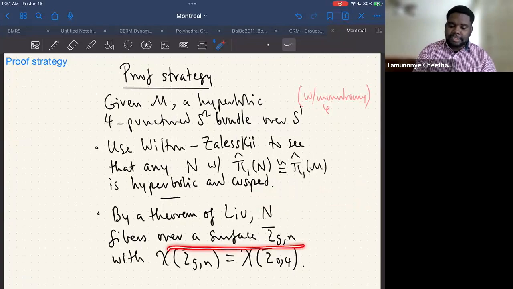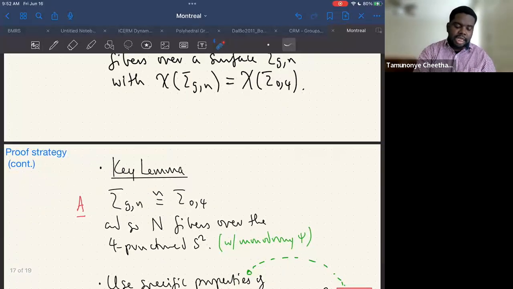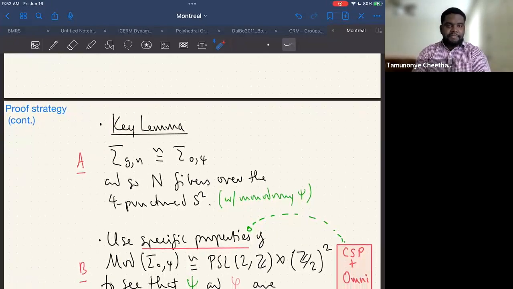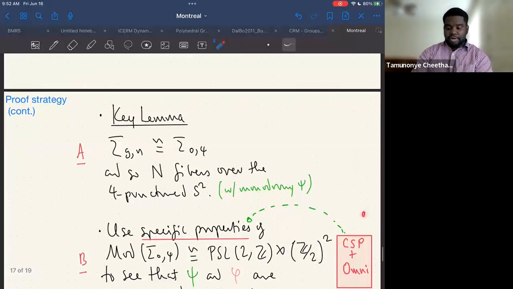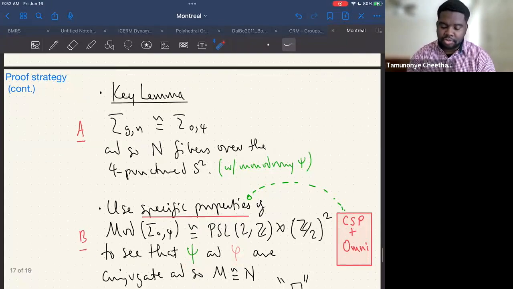You fiber over a surface with the same Euler characteristic as the four-punctured sphere. And then the next thing to see is that this surface has to be the four-punctured sphere. And so N fibers over the four-punctured sphere with some monodromy as well. In particular, you now use specific properties of the mapping class group of the four-punctured sphere, in particular the fact that it has the congruence subgroup property and is omnipotent, to see that the two monodromies have to be conjugate. And so M has to be the same as N.